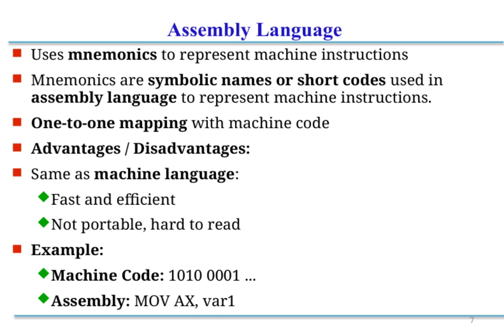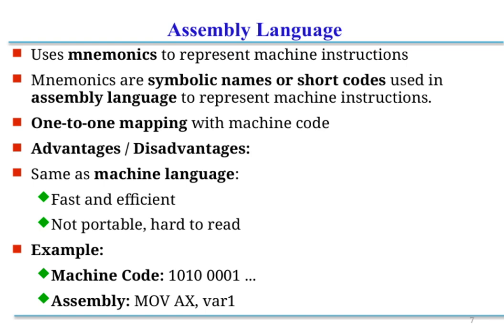Mnemonics are essentially symbolic names or short codes that we use in assembly language to stand for specific machine instructions. They serve as a human-readable way to write what would otherwise be long strings of binary code. Think of mnemonics as a one-to-one mapping with machine code, meaning each mnemonic directly corresponds to a specific machine instruction. This makes it easier for programmers to write and understand assembly programs without having to memorize all the binary patterns.